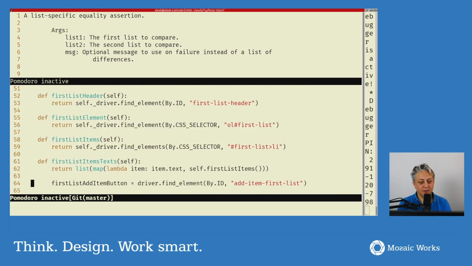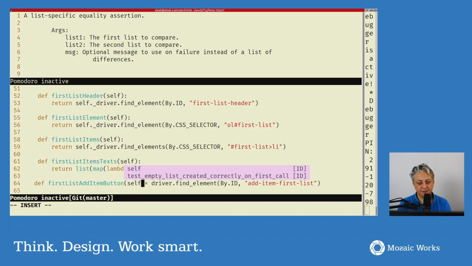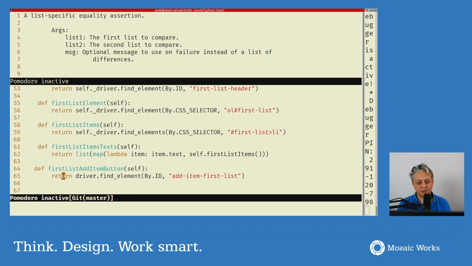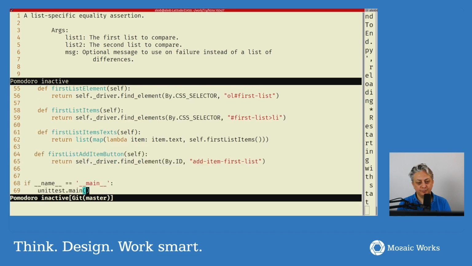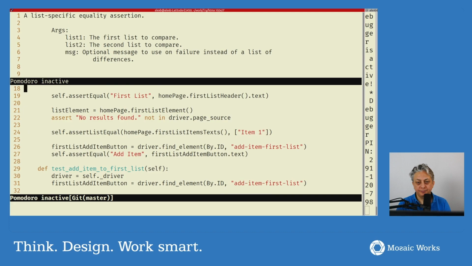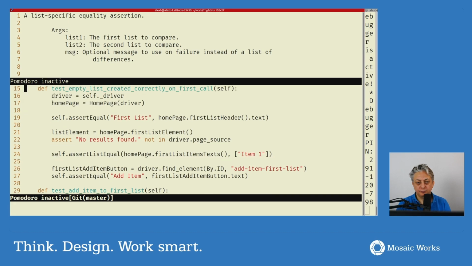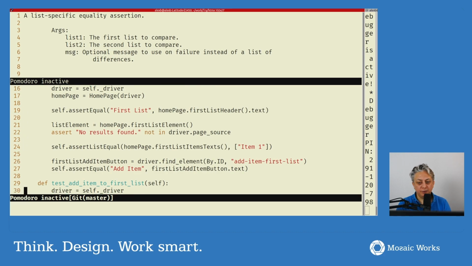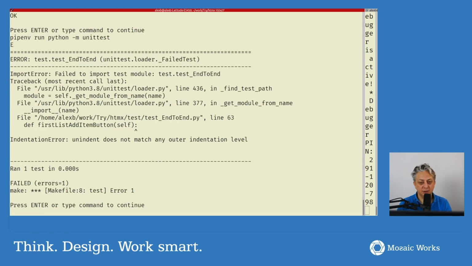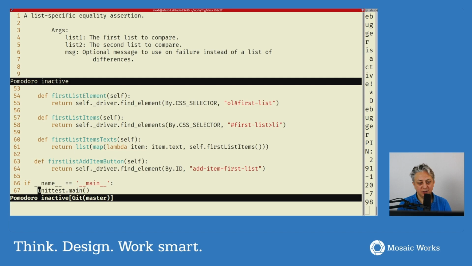Okay. Def first listed items button self colon return, and here we need self dot driver. Okay. And if we replace this one with homepage dot this, I think we can safely remove, oops, an indent. All right. There's some kind of an indent.